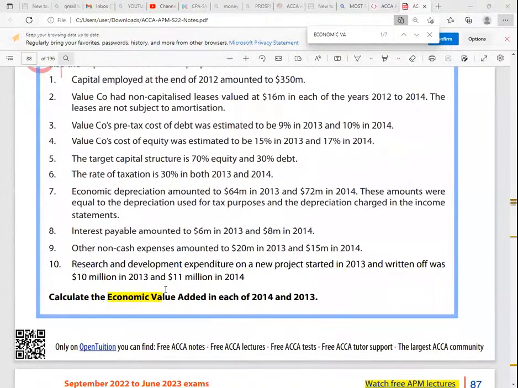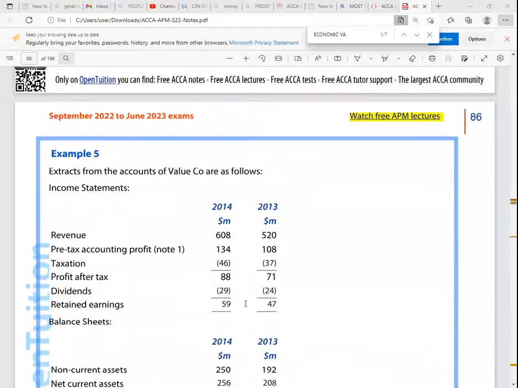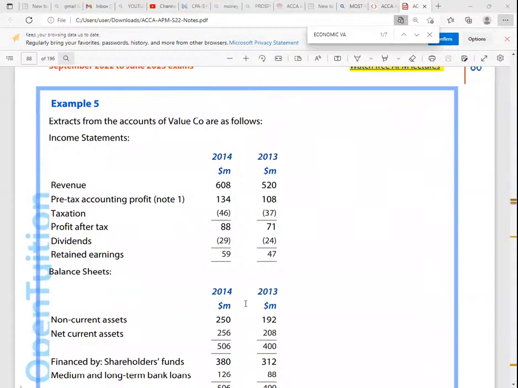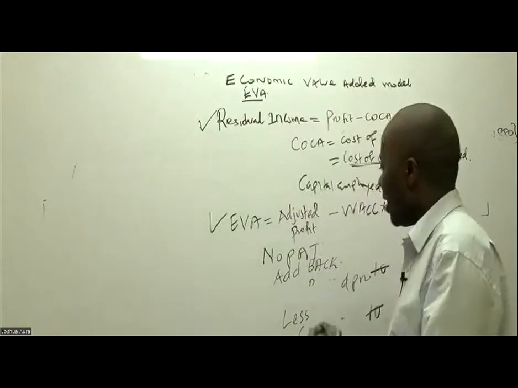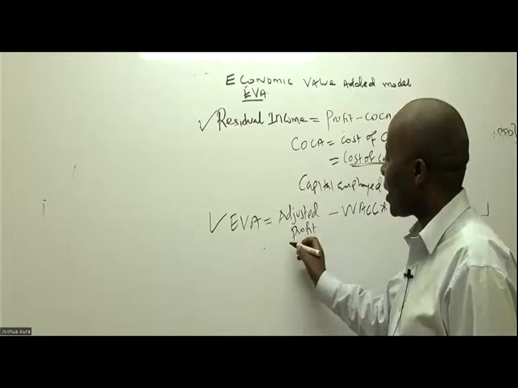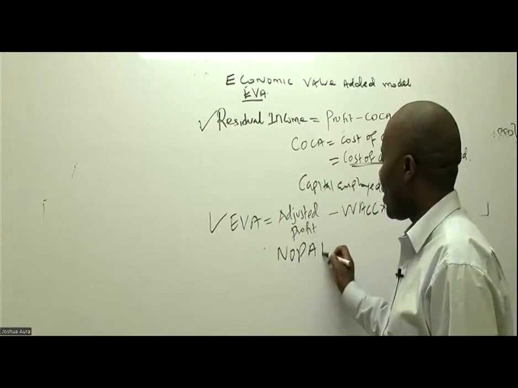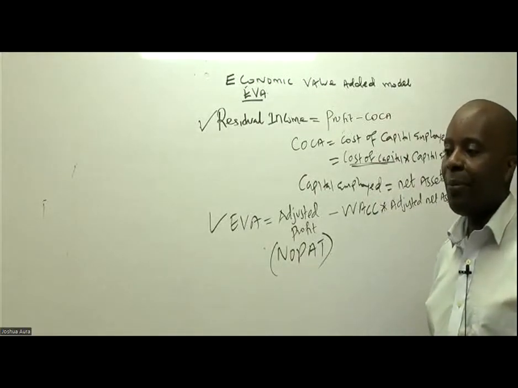So what do they want us to do, ladies and gentlemen, here? They want us to do something very easy. They want us to calculate the economic value added in each of the years, 2014 and 2013. So we want to send you this book right now. And as I do that, I expect you guys to remember that our EVA here is adjusted profit. And this adjusted profit is what we call the NOPAT, net operating profit after tax.